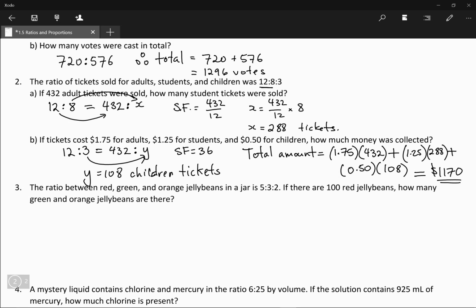Okay, so moving on. Next question. So the ratio between red, green, and orange jelly beans in a jar is 5 to 3 to 2. If there are 100 red jelly beans, how many green and orange jelly beans are there?